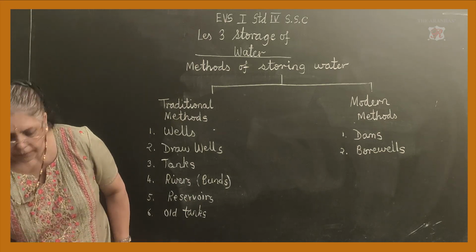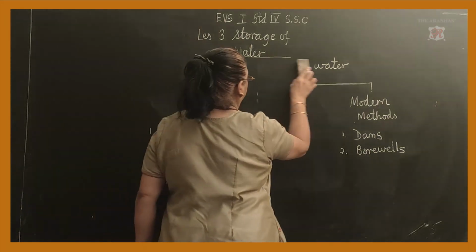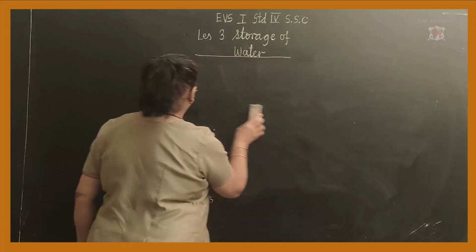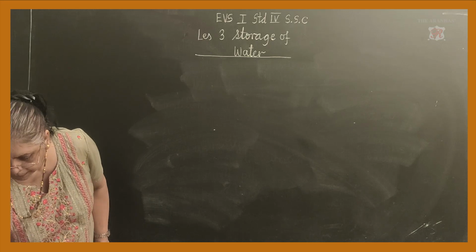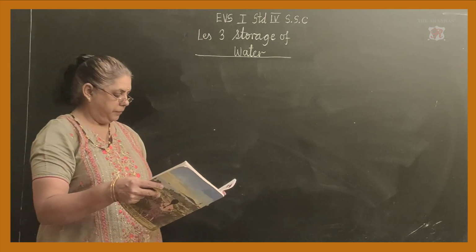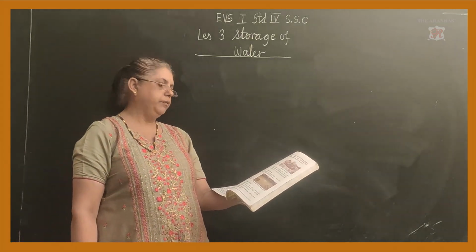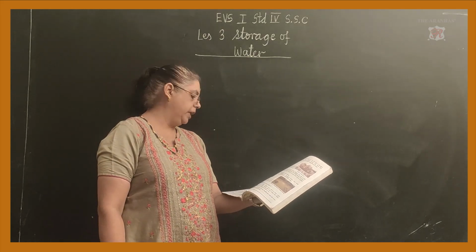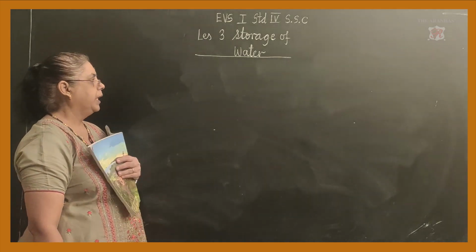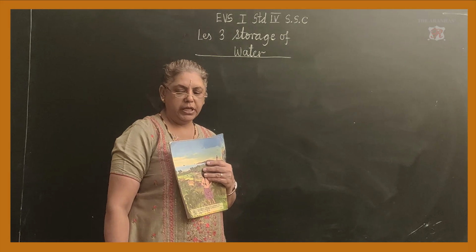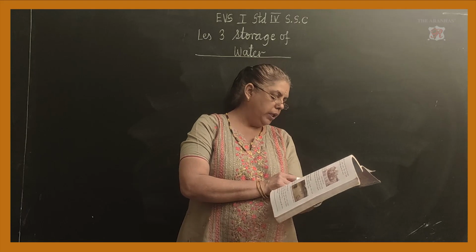Now, we are going to learn the first one. As I have told you earlier, we all need water to live. It's very, very important for us. All the water we get comes from the rain. And the rainy season lasts for 3 or 4 months. And we have to use all this water for the whole year round.